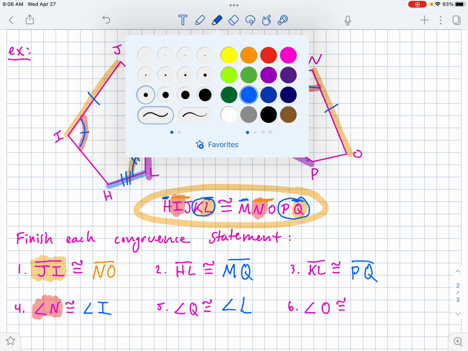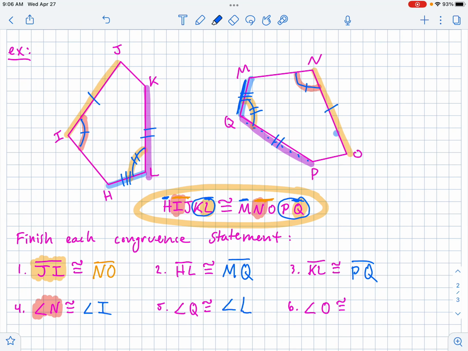Last one, angle O is right here, and I think that's next to the orange and not quite to the purple. I think it's angle J. Let's check it out. Angle O is the very middle. Angle J is the very middle here as well. So I'll put 3 tick marks here, 3 here. So this is angle J.